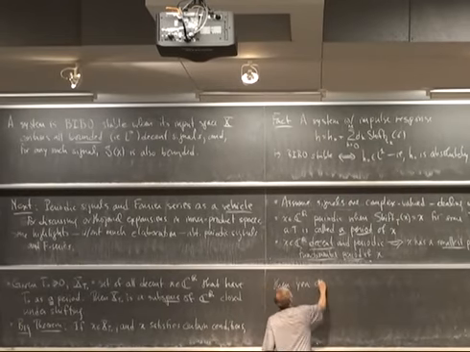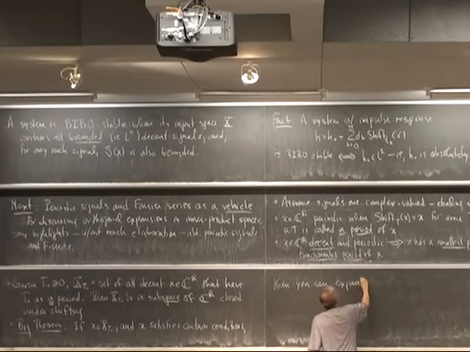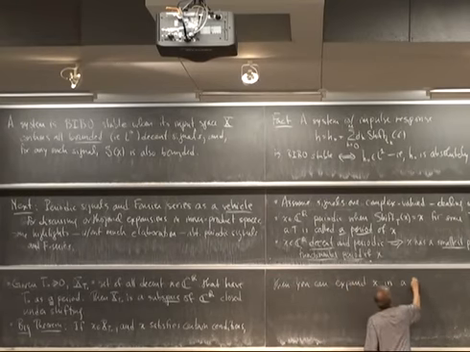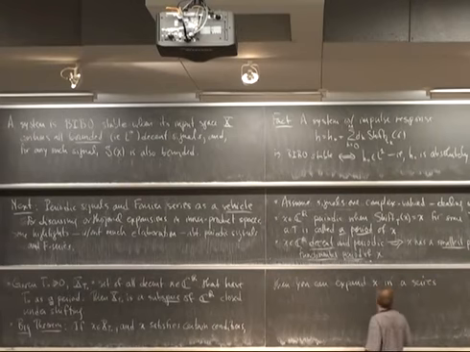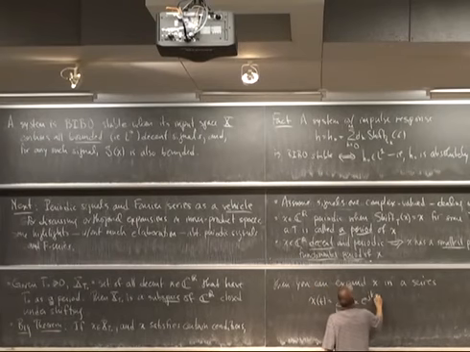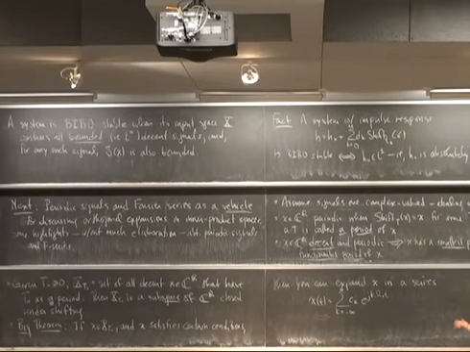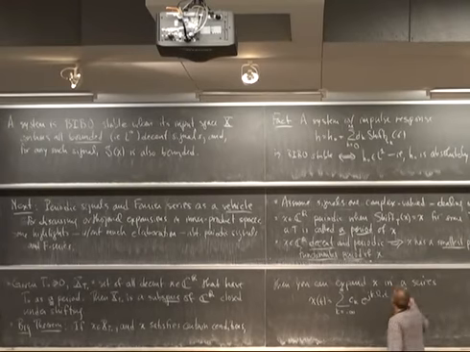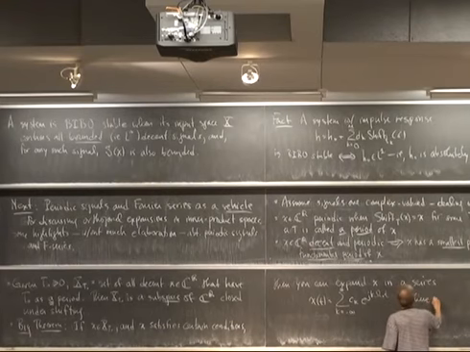Then you can expand x in a series like this. x of t is equal to the sum from k equals minus infinity to infinity of c_k e to the j k capital omega 0 t. In this course, we're going to use capital omega for a frequency in continuous time and little omega for discrete time, for reasons that I won't go into now. And here, omega 0 is 2 pi over T0.